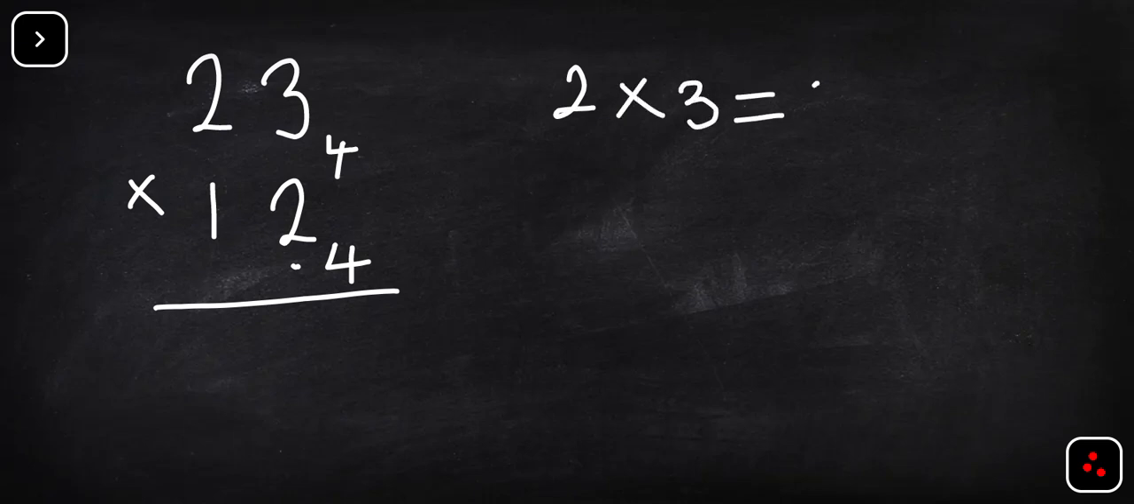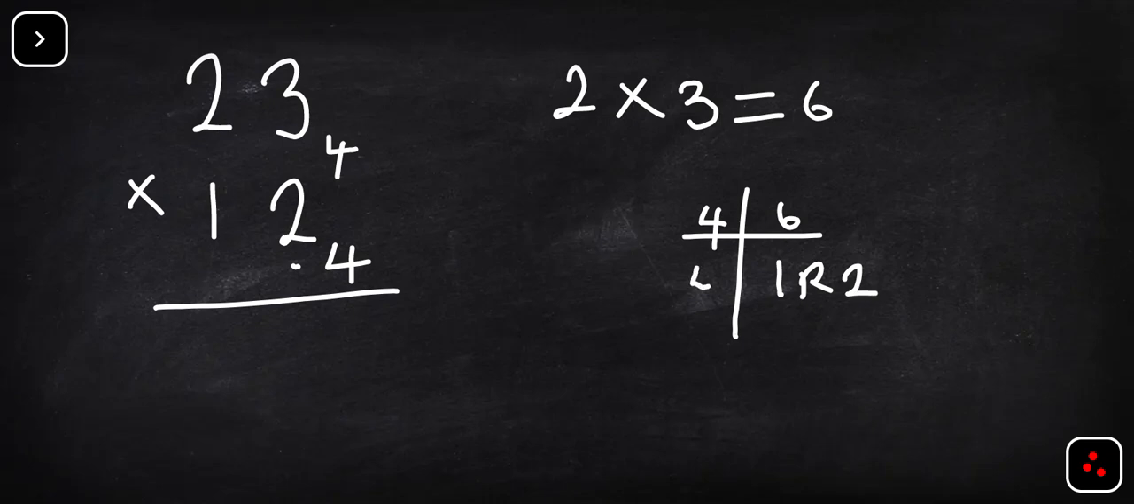But that is in base 10. But what is 6 in base 4? We have to convert it. So we have to divide 6 by 4. 4 into 6 is 1, remainder 2. And 4 into 1 is 0, remainder 1. Taking it from the ground up, we have 12 base 4. So that is what we're going to put here.